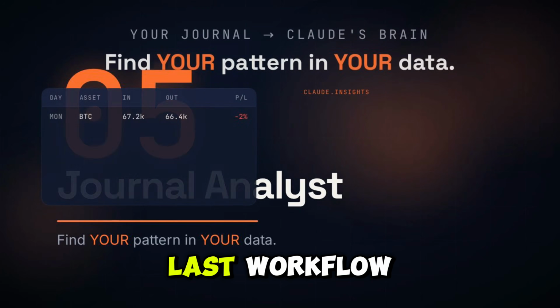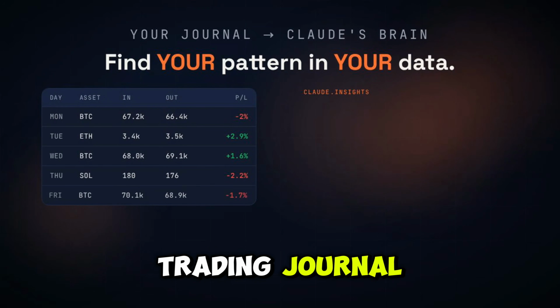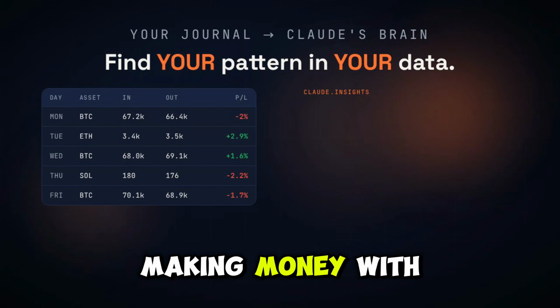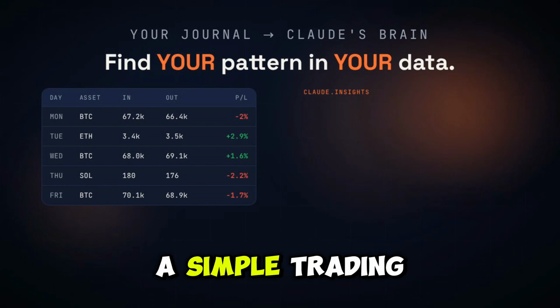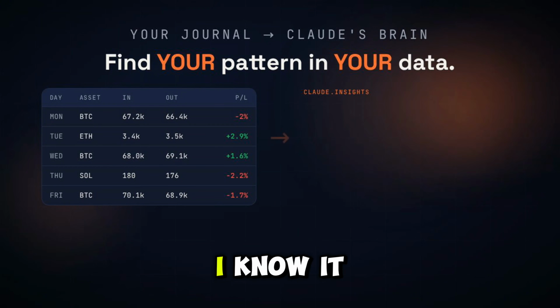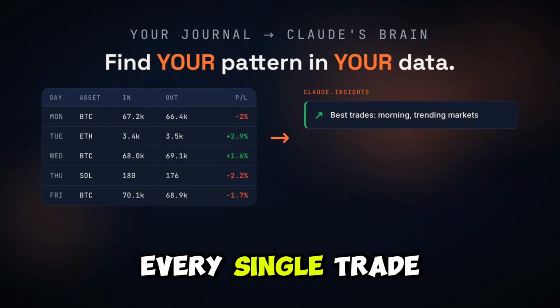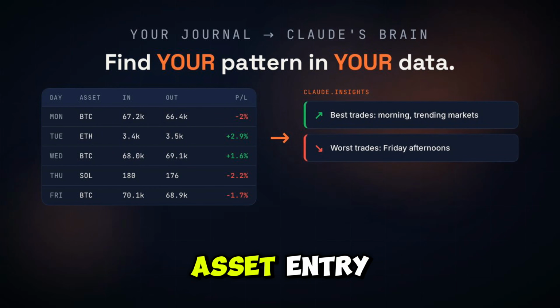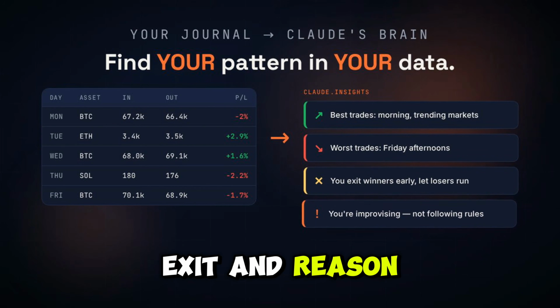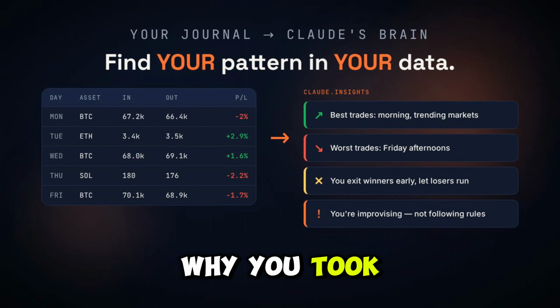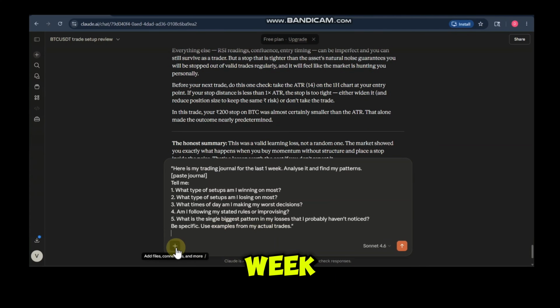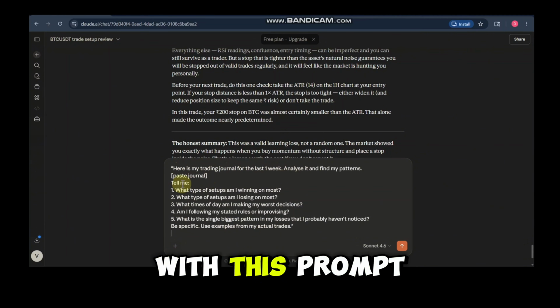Our fifth and last workflow is about the trading journal. If you are really serious about making money with trading, then please maintain a simple trading journal. I know it requires patience to build up, but it will be worth it. After every single trade, just write the date, asset, entry, exit, and result, and one sentence on why you took that trade. After every 1 week, paste the whole thing into Claude with this prompt.